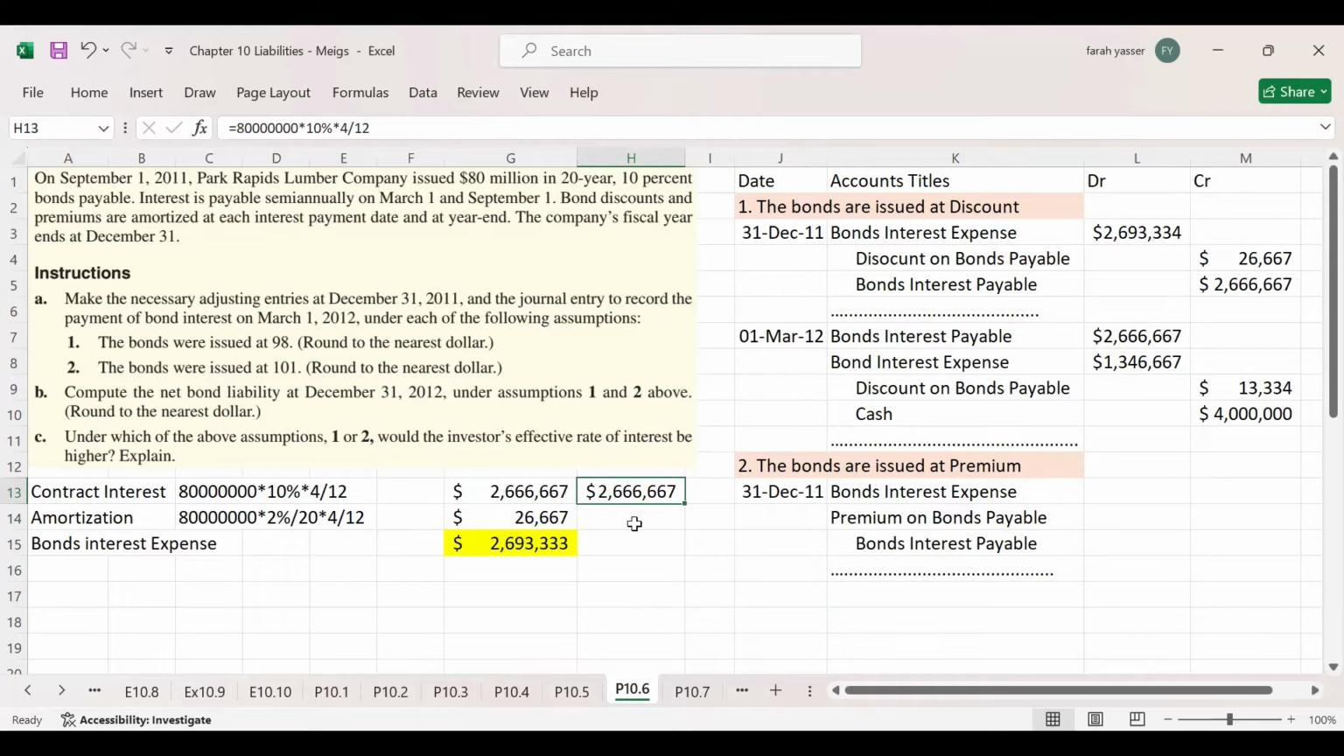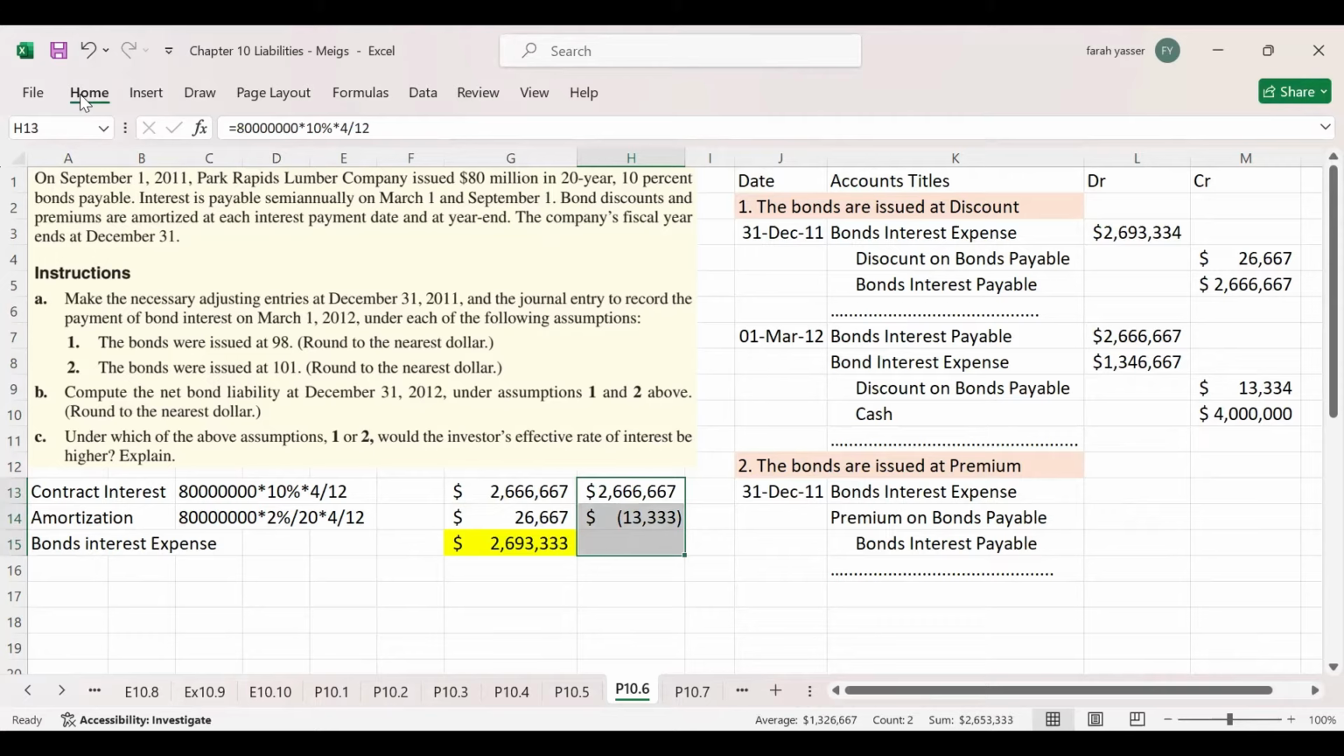Contract interest is same, whereas premium is just 1%. So we are going to calculate premium, which is 1% of 80 million multiplied by 1%, and this represent whole 20 years. So we will divide it by 20, that is to convert it annually. And as we are recording adjusting entry after 4 months, so we will convert it into 4 months. So this is the total amount of premium. But what we are going to do, we will deduct this premium on the contract interest.